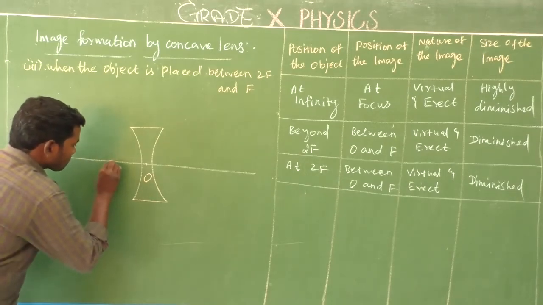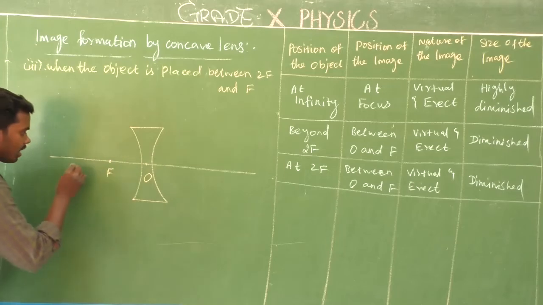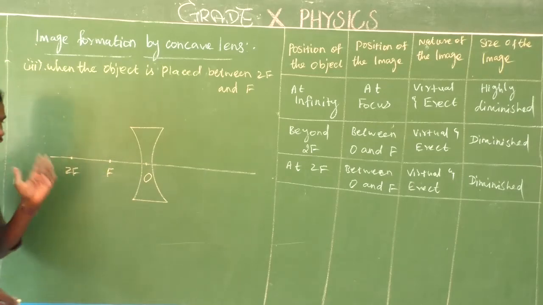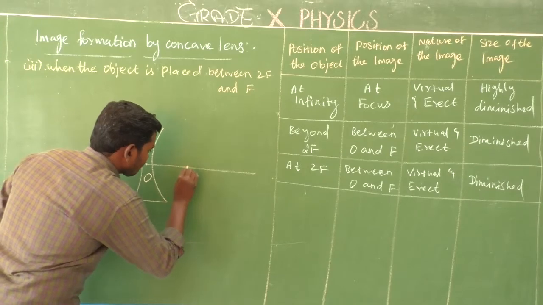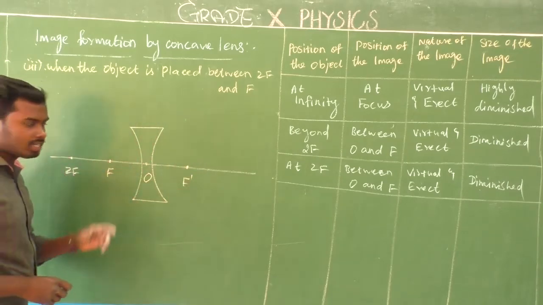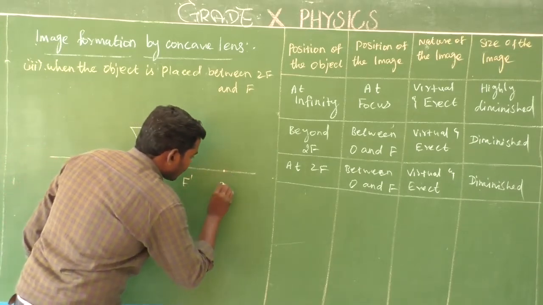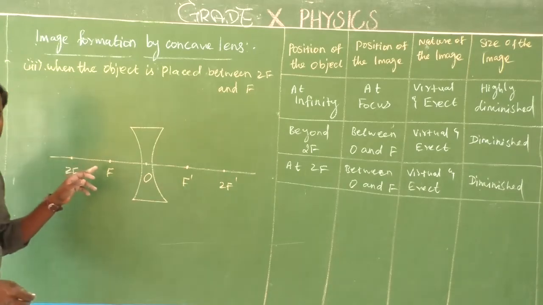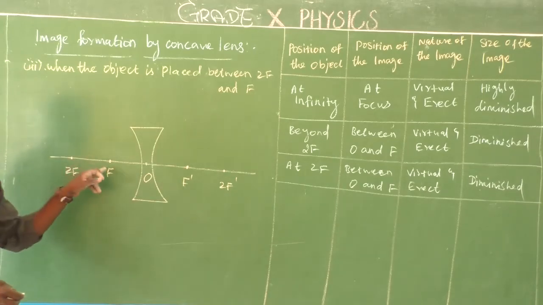Then this is the first focus of the concave lens, and this is twice its focal length. And this is the second focus of the concave lens, and this is the second twice its focal length. That's all. These are all the components of the concave lens for image formation by using ray diagrams. Is it clear? Yes. Next, I am going to place the object between 2F and F.